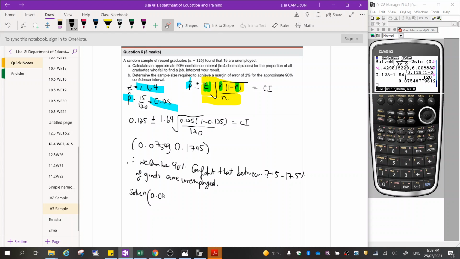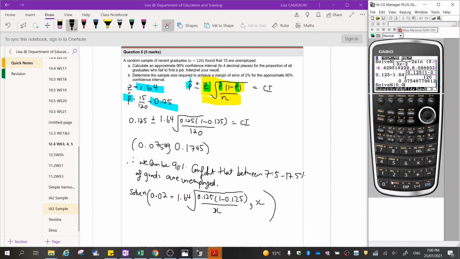So this is what I'm going to put in. 0.02 is equal to 1.64 times the square root of 0.125, 1 minus 0.125, all over x, comma, x. Like I said before, you can get away with not doing this in some cases, but sometimes it will just really try to screw you.